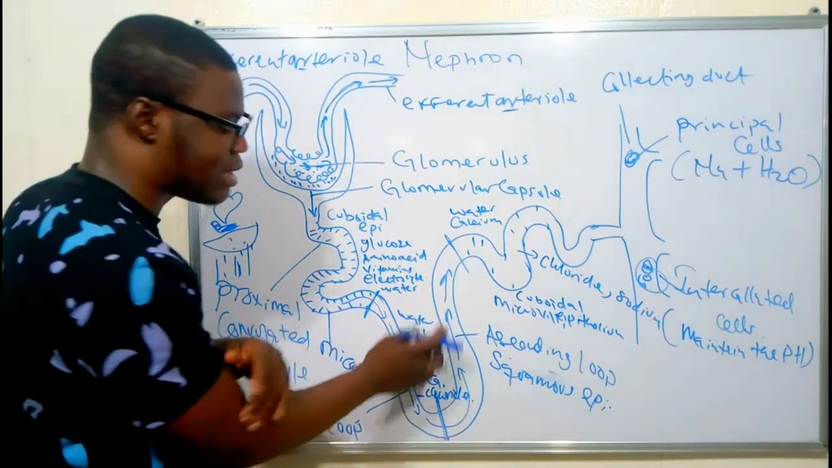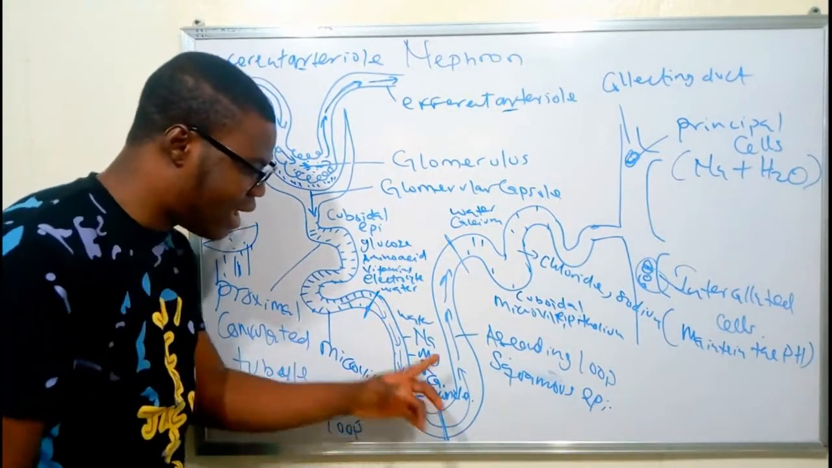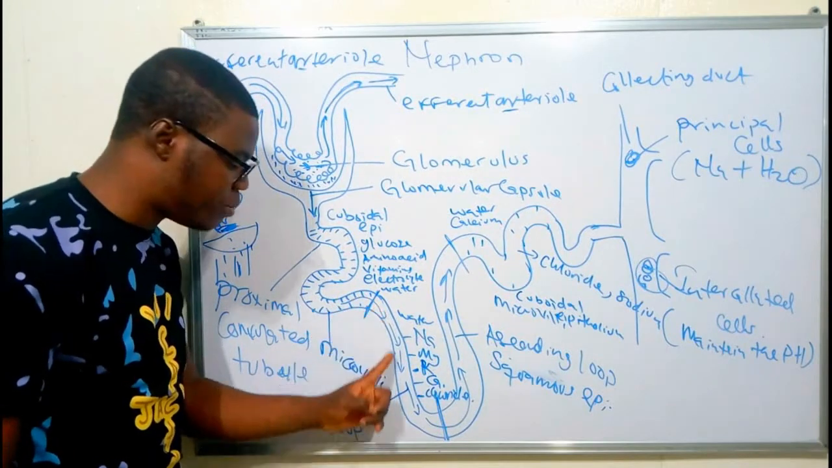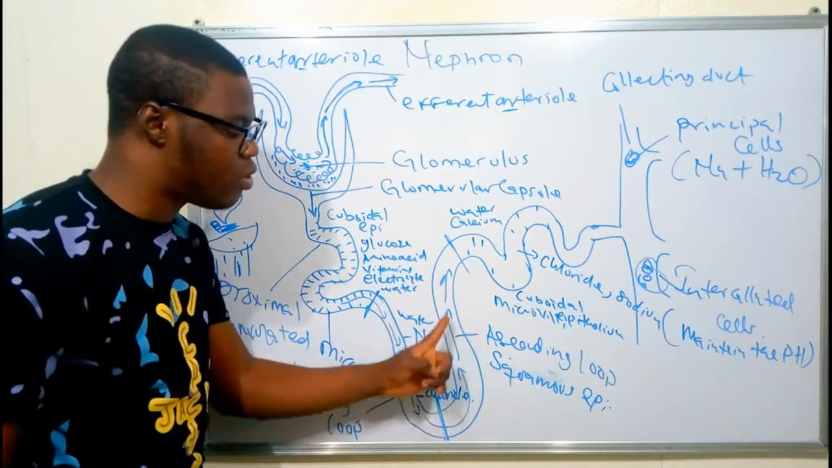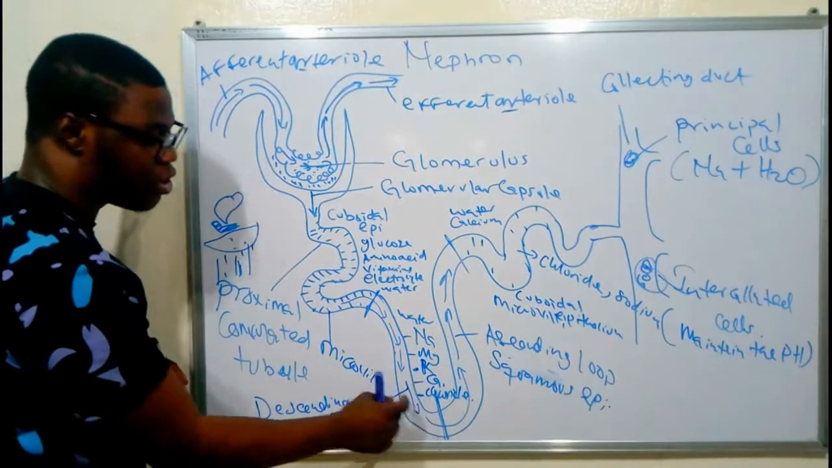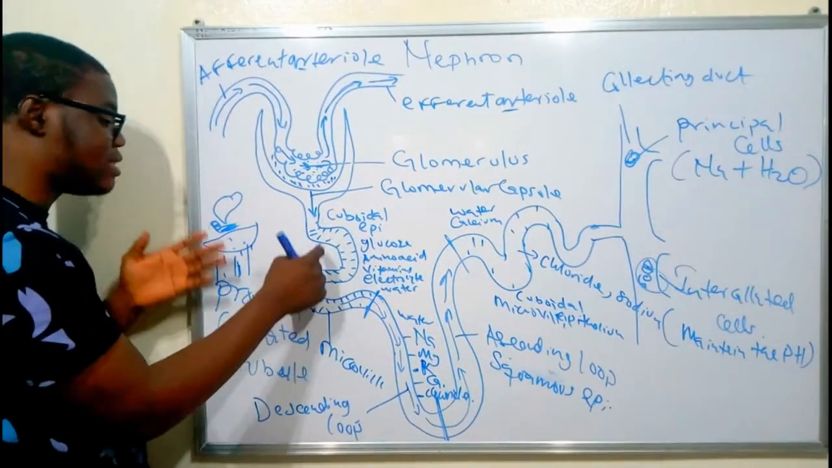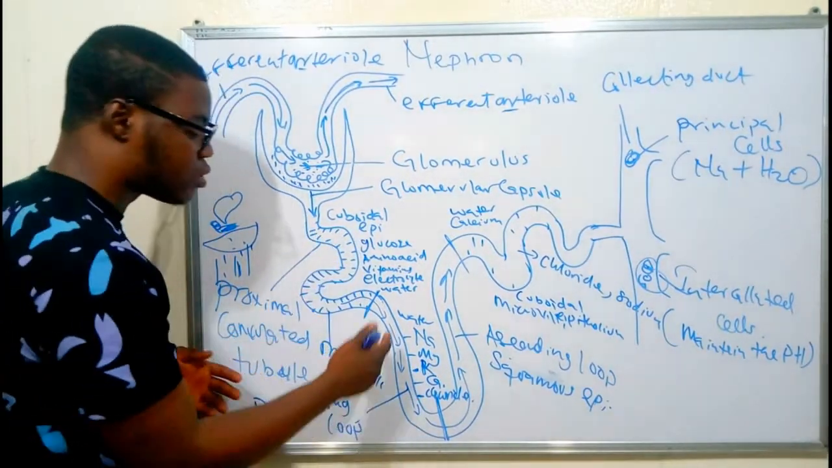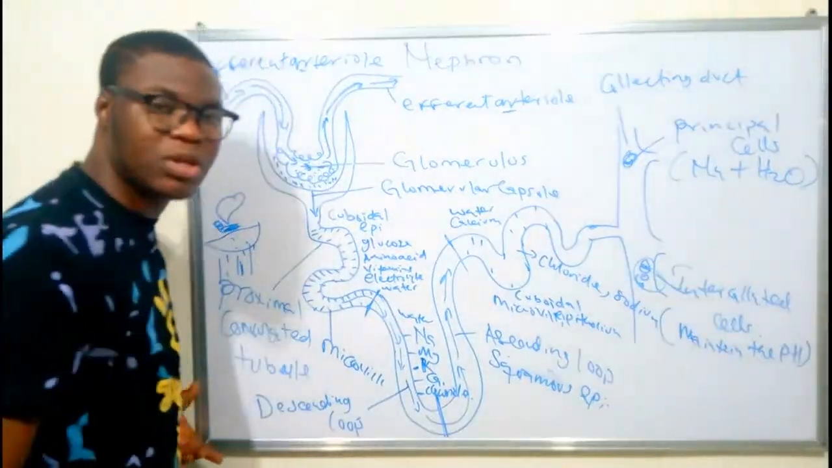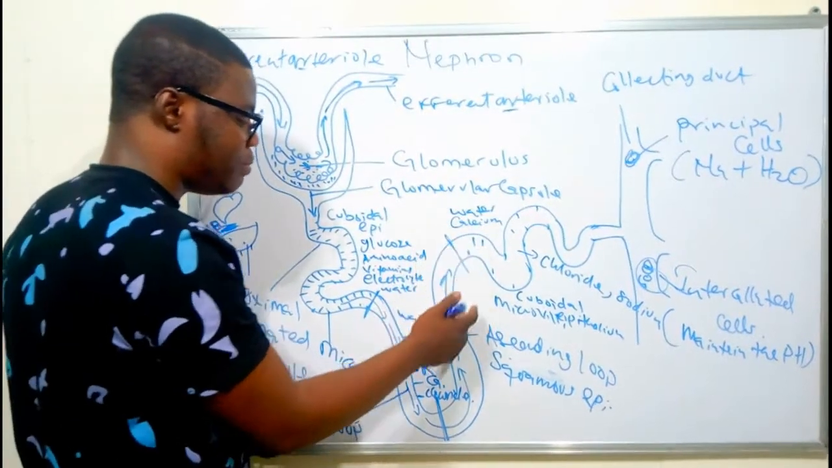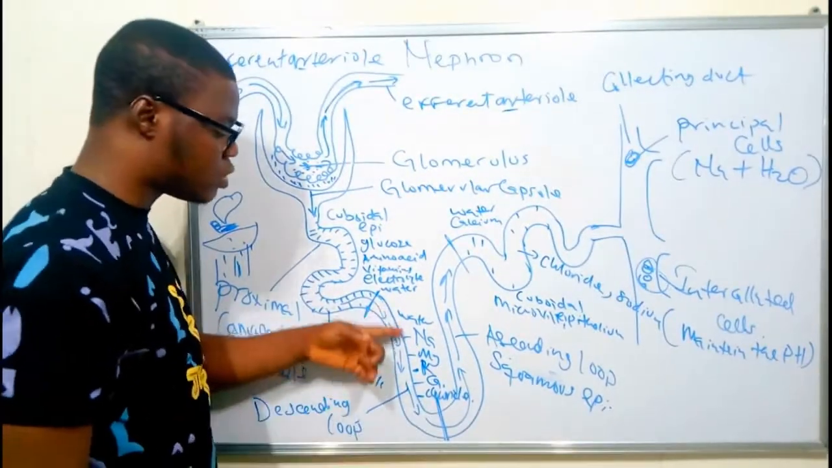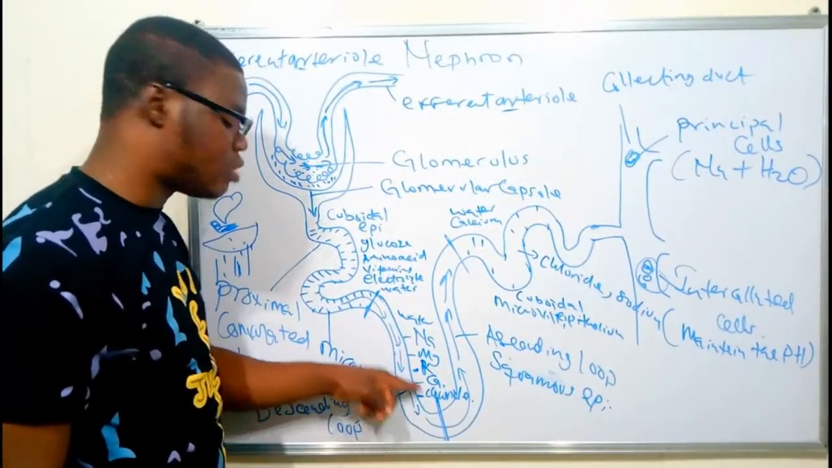But for the loop of Henle, we said it has two parts: the descending loop and the ascending loop. This place is called the descending loop because the filtrate is coming downward, but here it is called ascending because the filtrate is going upward. The descending loop has the same tissue makeup as the proximal convoluted tubule, which is cuboidal epithelium, but the ascending loop changes to squamous epithelium. The major function of the loop of Henle is to reabsorb water and electrolytes: sodium, magnesium, potassium, calcium, together with chloride.